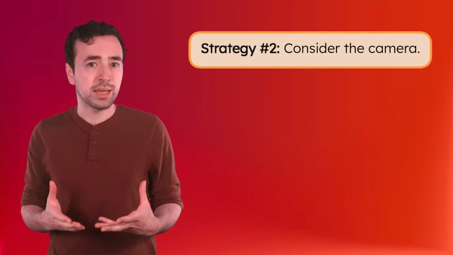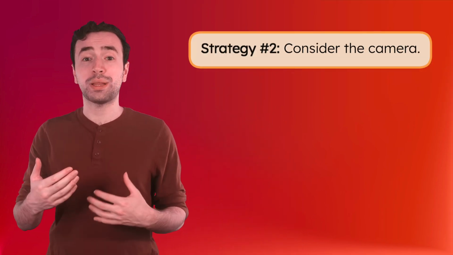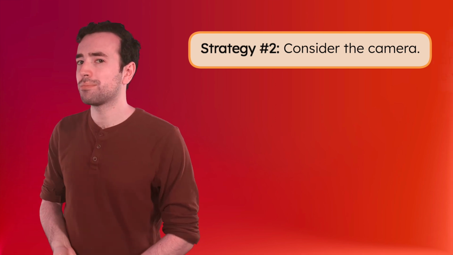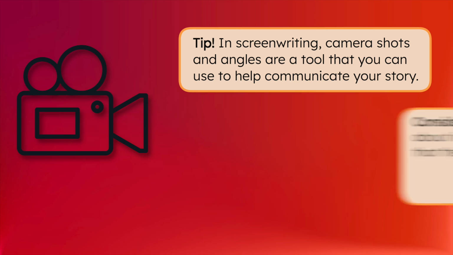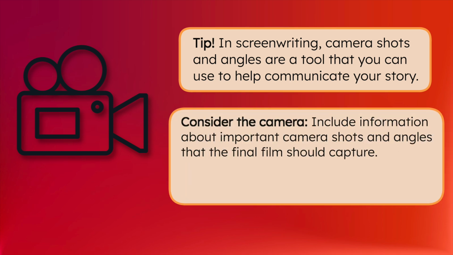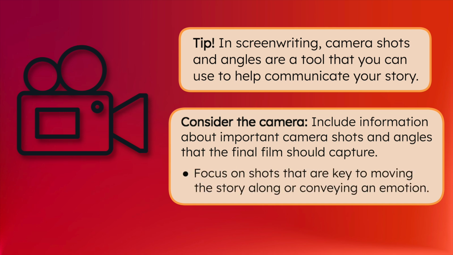Our next strategy, to consider the camera, can help us think more deeply about how our screenplay might translate to the big screen. In screenwriting, camera shots and angles are a tool that you can use to help communicate your story. When we consider the camera, we include information about important camera shots or angles that we think the final film should capture, particularly if they're key to moving the story along or conveying a particular emotion.